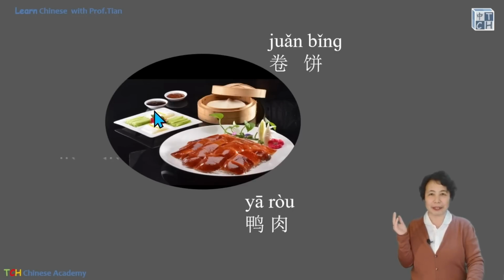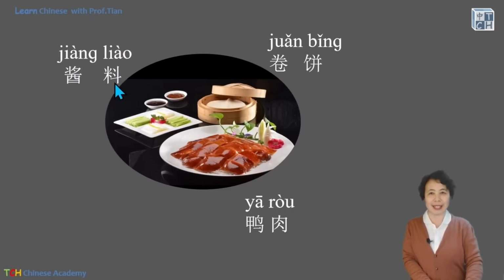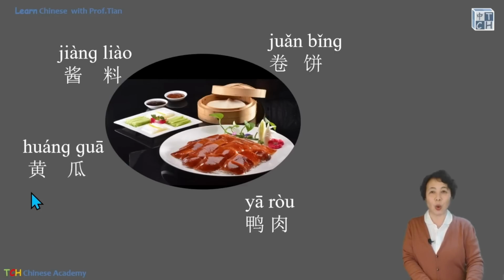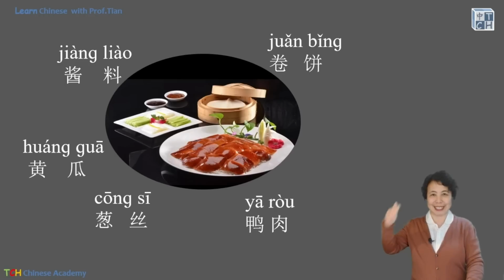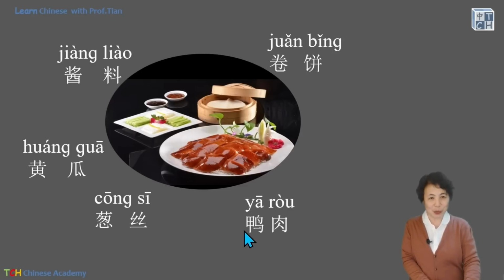And then here we have the sauce. So we call it 酱料. So different kinds you can choose from. 酱料. And these are the sides, and normally are 黄瓜, cucumber, and 葱丝, that is green onion, cut into very thin slices. So these are the things we are going to eat together when we eat 北京烤鸭. So 鸭肉, and this one in the steamer, cooked hot. So 卷饼, and we gotta have this 酱料, and together with the 黄瓜 and 葱丝.